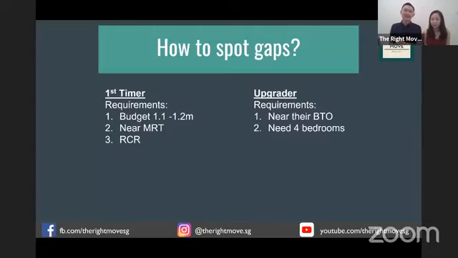So how did we spot these gaps? We did on-the-ground research, went into PropertyGuru, played around with it, and searched. Who are your likely competition in the future?